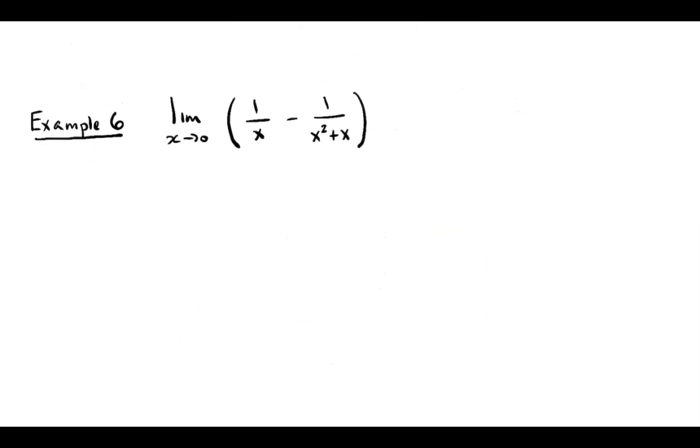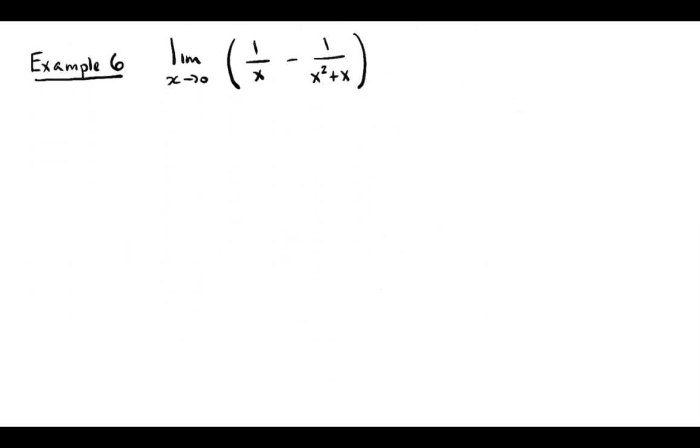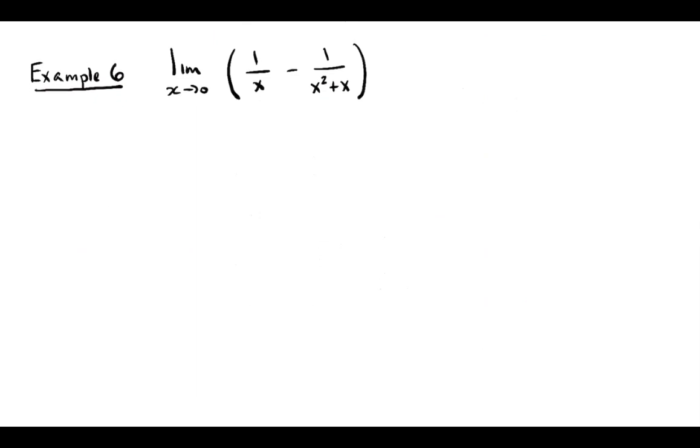Let's do one more. I think one more. Yep, this is it. Example 6 is the end. So what do we got here? 1 over x minus 1 over x squared plus x as x goes to 0. Both of those expressions are not defined when x is 0, so we can't use it in this form. So let's get a common denominator.